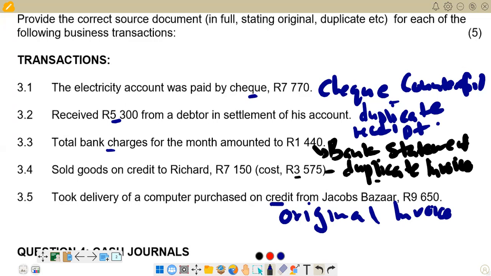So basically, it's now clear that the original is taken by the one who is purchasing or making the payments, the one who receives the original invoice. Then the duplicate is received by the one who is selling the goods or receiving the money. So this is what we have in terms of these source documents according to this question.